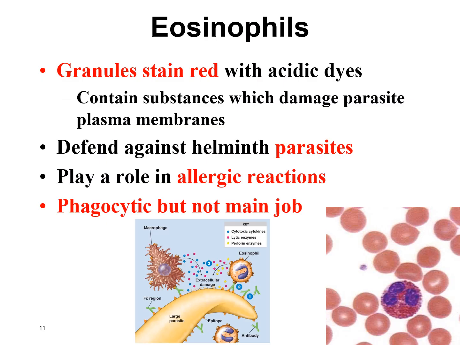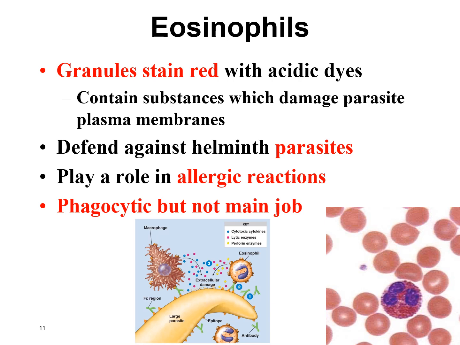Okay, the next granulocyte are the eosinophils. Their granules stain red. So you can see in this picture on the bottom right, the nucleus is stained purple, and then all the granules in the cytoplasm, you can see they're a red color. So the eosinophils, their big job is to defend against parasites.